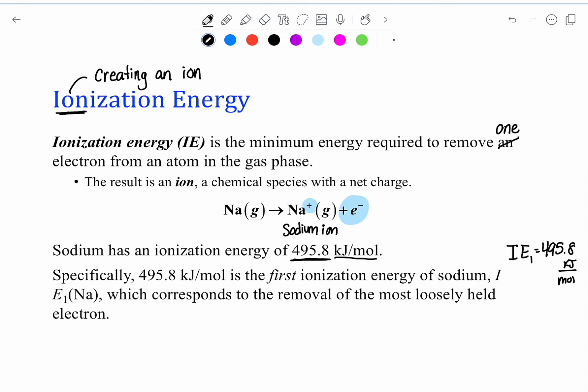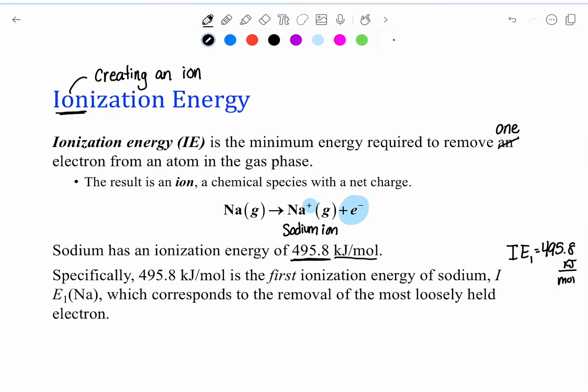Because that's the first ionization, that's the first electron that we can pull off. We can pull off more electrons after that, okay? That corresponds to the second ionization energy and the third ionization energy and so on, okay? But when we're talking about the first ionization, it's talking about the most loosely attached electron. If you remember from sodium, sodium is in group 1, so it has 1 valence electron. So it's very easy to pull off that 1 valence electron.